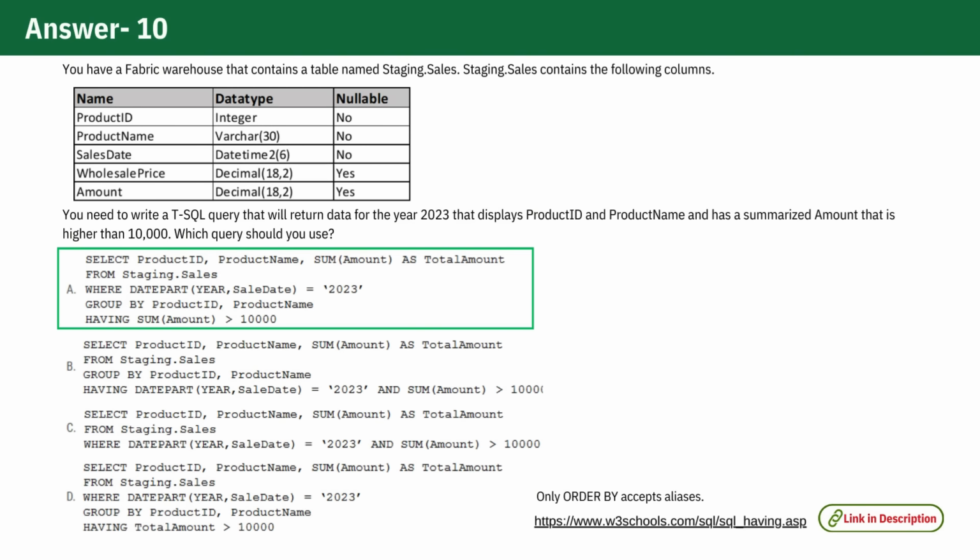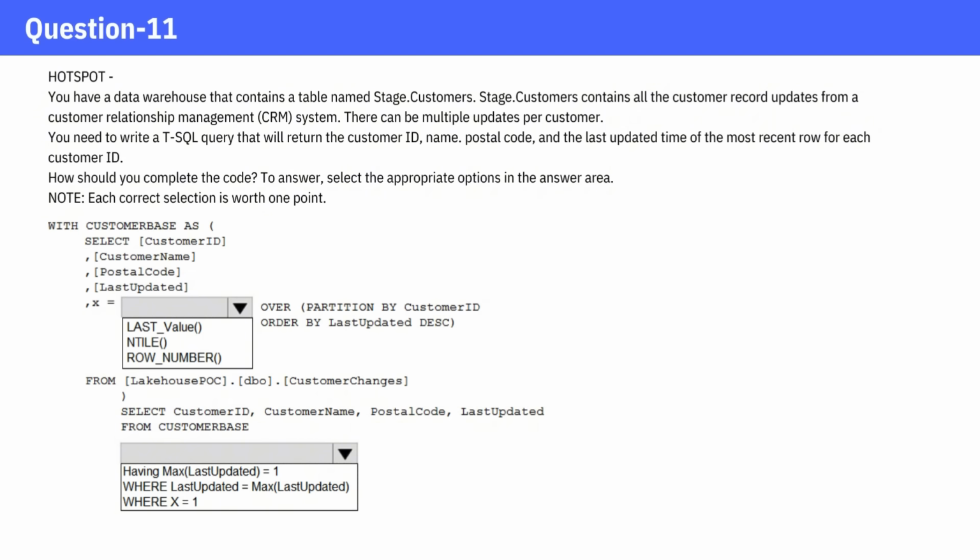You have a data warehouse that contains a table named Customers in the Stage schema. Customers contains all the customer record updates from a customer relationship management system. There can be multiple updates per customer. You need to write a T-SQL query that will return the customer ID, name, postal code, and the last updated time of the most recent row for each customer ID.